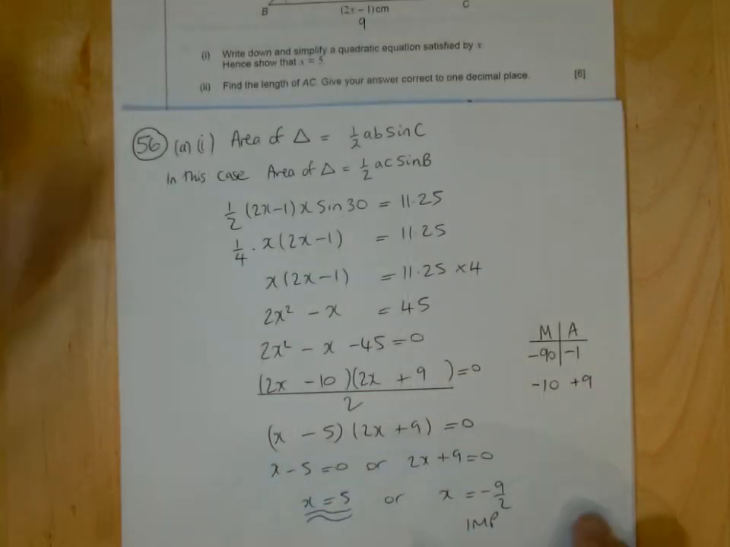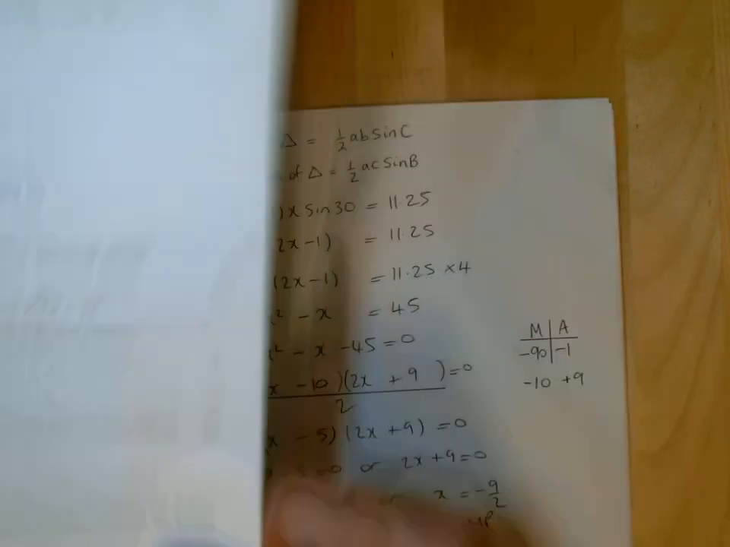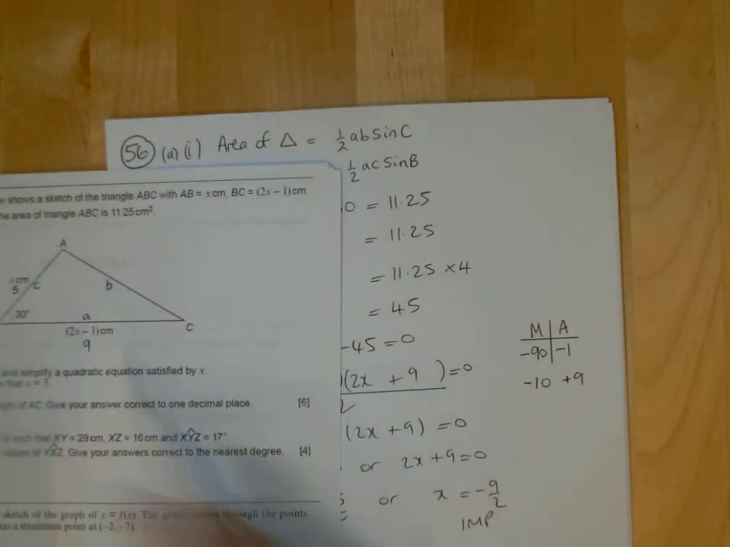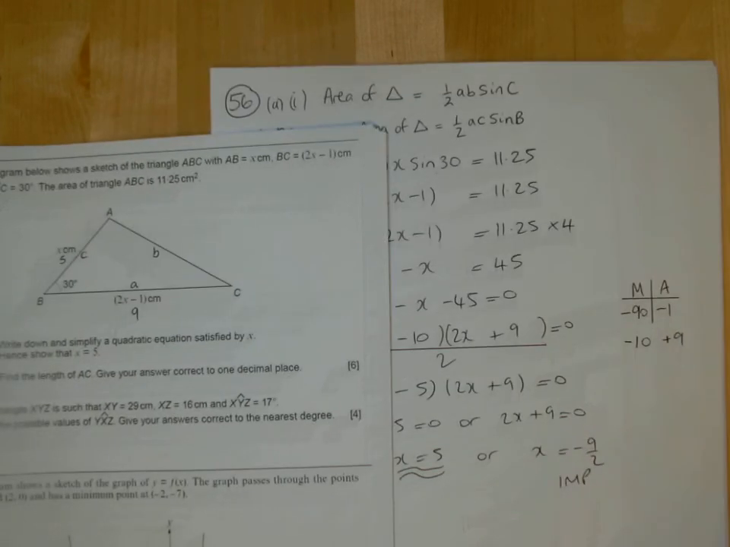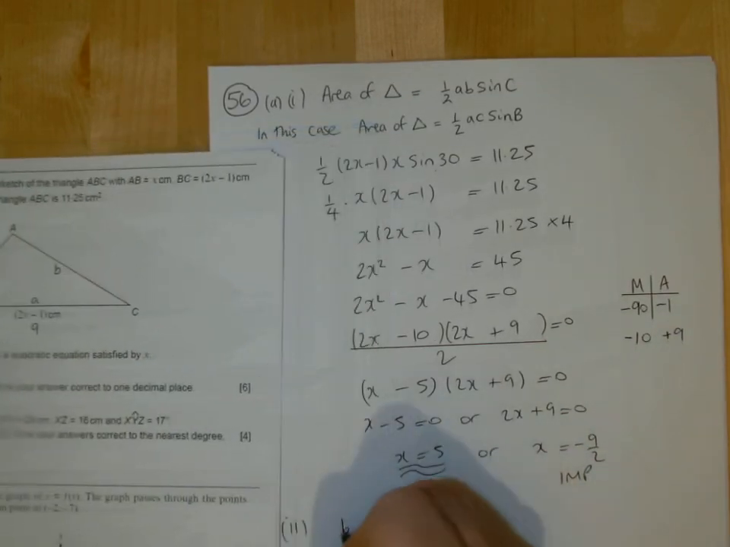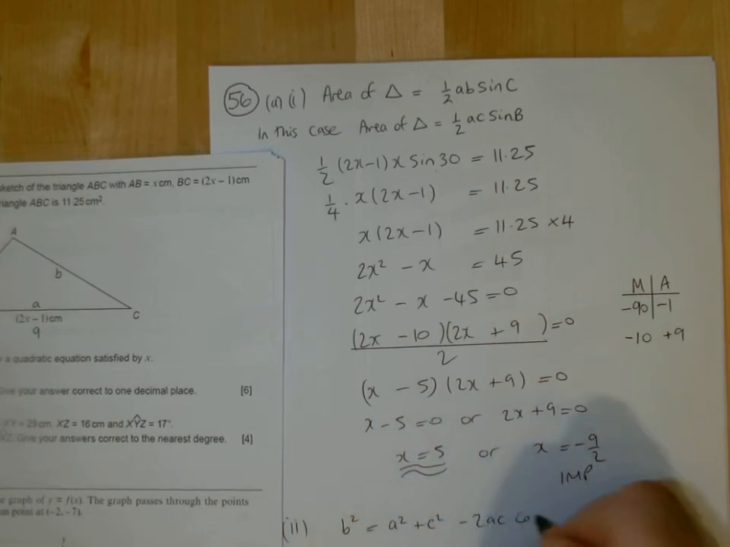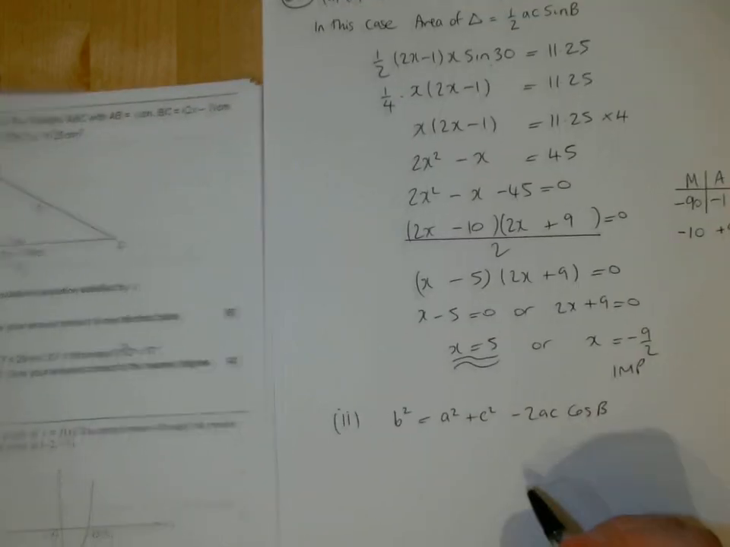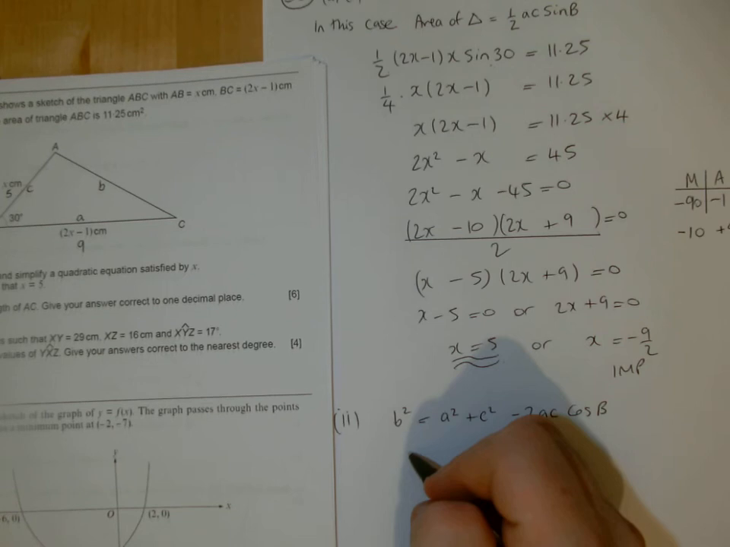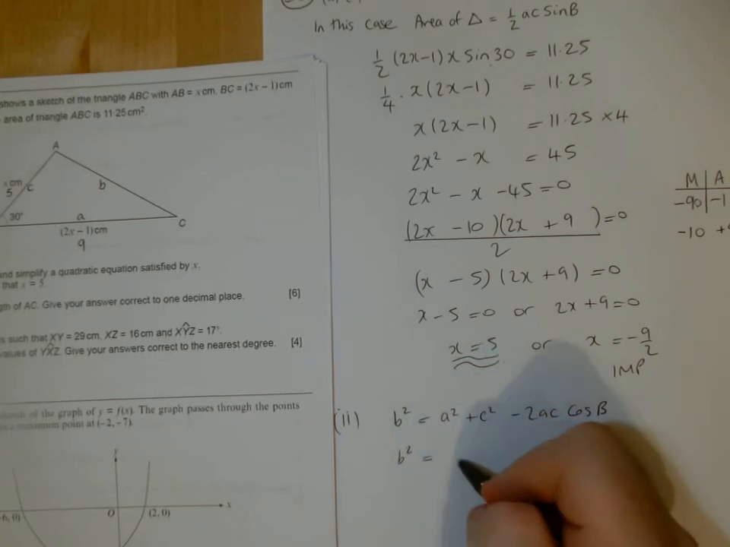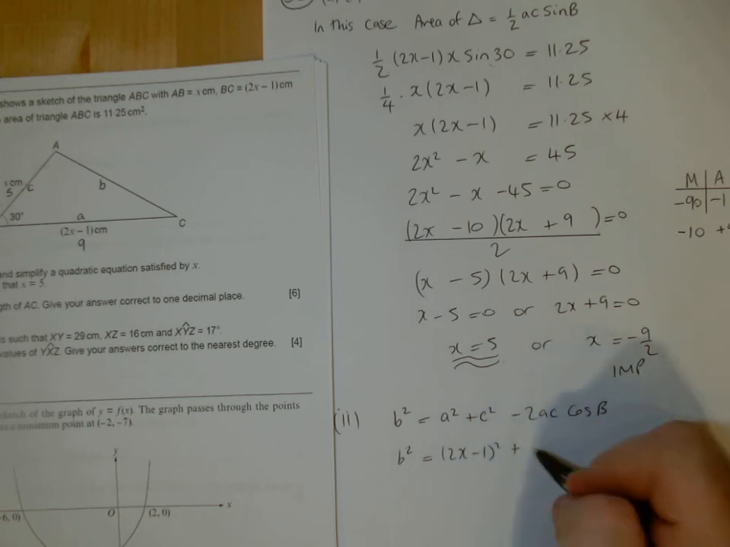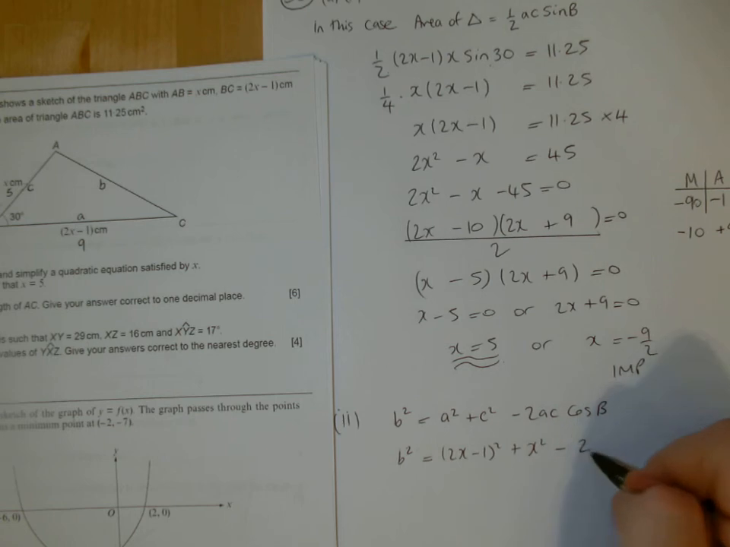So the cosine rule for part 2 will be, well, because we want, as you can see in the question, what do we want? Well, we want a little b, don't we? That's what AC will be. So little b, b squared will equal a squared plus c squared minus 2ac cos angle B. So we'll have b squared equals little a, which will be 2x minus 1 all squared, plus little c, which is x squared, minus 2 times 2x minus 1 times x cos 60.